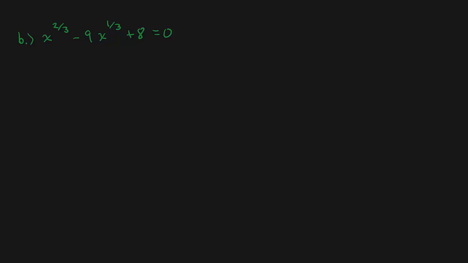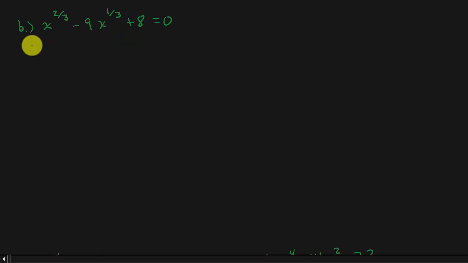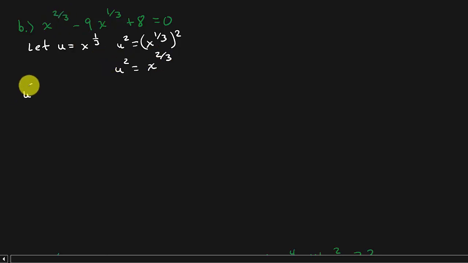I mean, you can probably see it, but it's not as easy to see as the previous one. So I'm going to go ahead and do the U substitution. Let U equal x to the 1/3. Let it equal the middle term. And so U squared is x to the 1/3 squared. Remember, you multiply exponents, so that's x to the 2/3. And you can see when I let U equal the middle term, I squared both sides and I ended up with the first term. So now let's replace x to the 2/3 with U squared and x to the 1/3 with U.